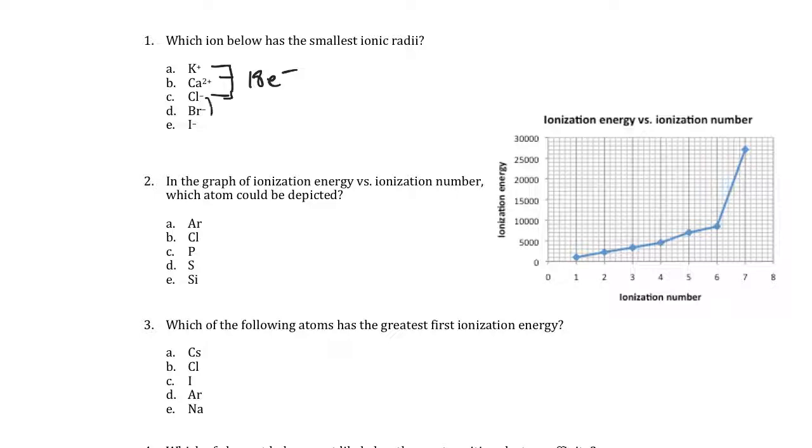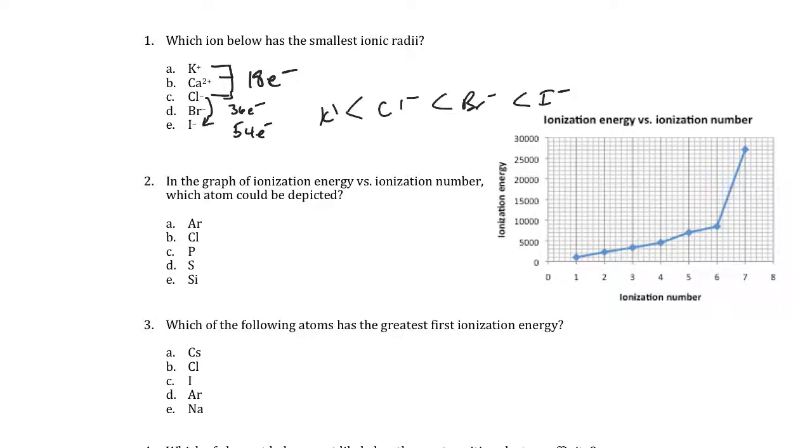Chloride, bromide, iodide, though, are in the same group. Bromide would have 36 electrons, iodide 54 electrons. The issue here is that chloride is definitely going to be smaller than bromide, definitely smaller than iodide, just from the top to bottom trend of increasing size. And so then what about potassium and calcium?